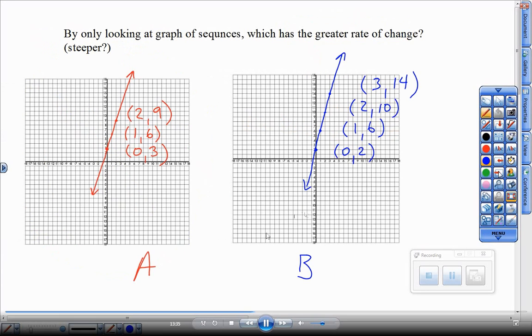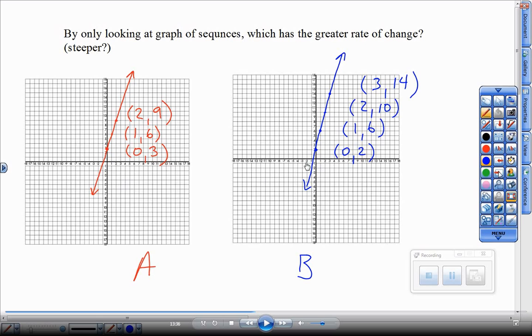Alright, now these next ones, be precise. I would like you to plot these points exactly. So this is 0, 3. This point is 1, 6. This is 2, 9. Plot those points exactly for A.